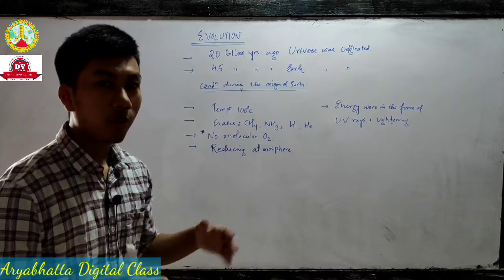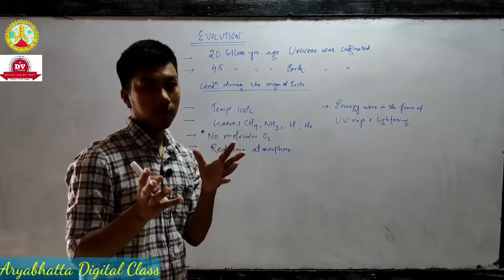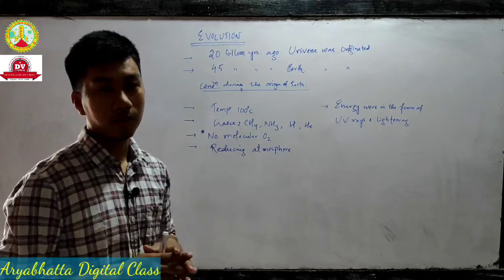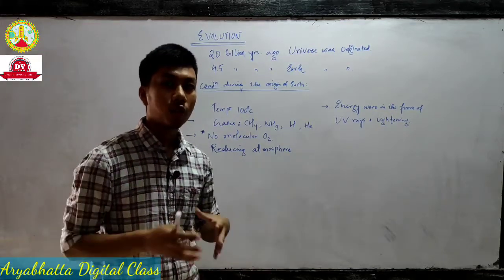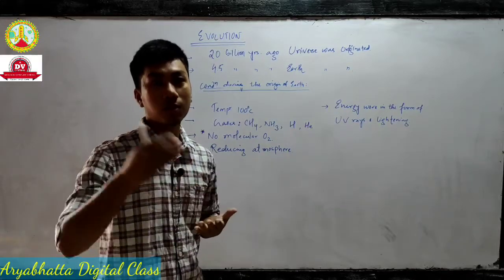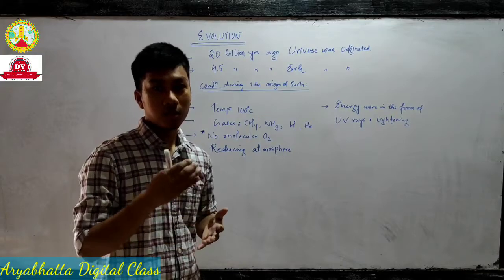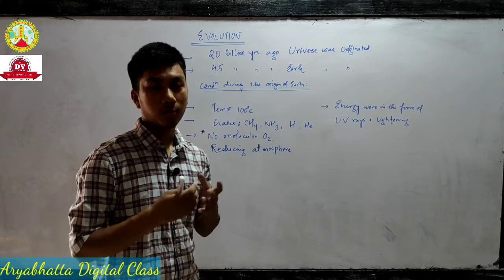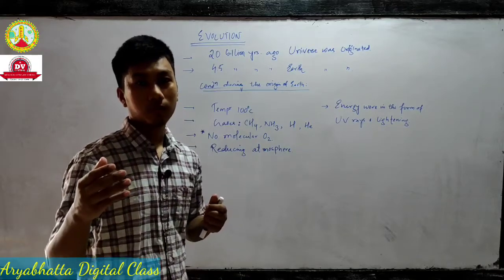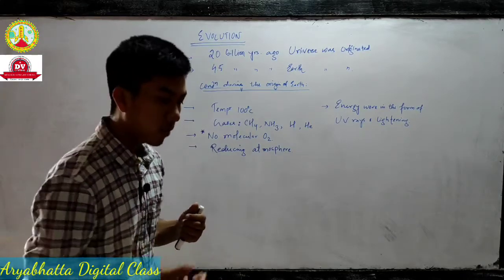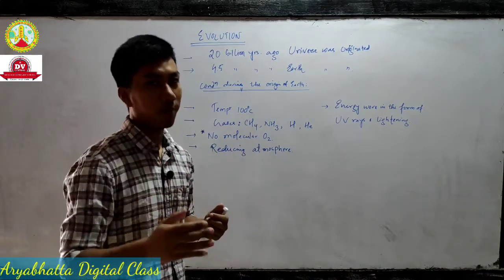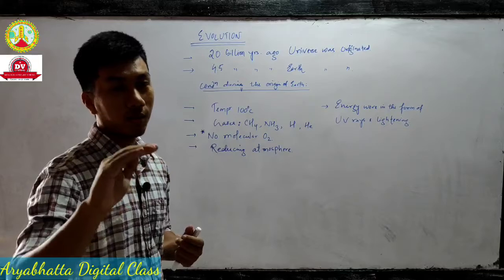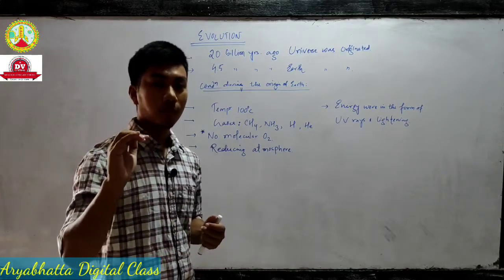Now what happened later on? Because the temperature was very high, 100 degrees Celsius, it was not possible for living organisms to survive. What happened was torrential rain. Torrential rain means the rain continued to fall for many years, continuously. As a result, the temperature dropped from 100 degrees Celsius to somewhere around 30, 40 or 50 because of rain for many years.